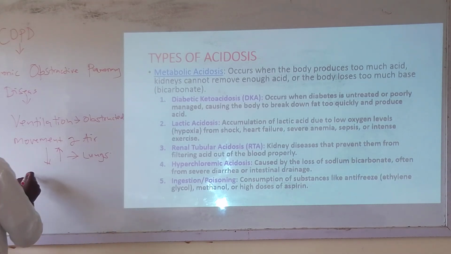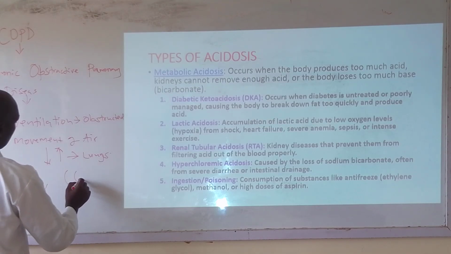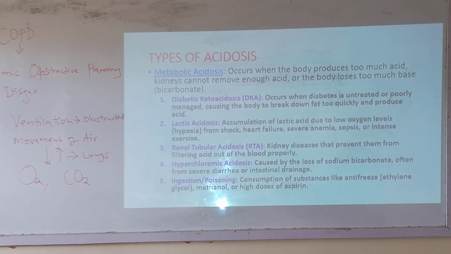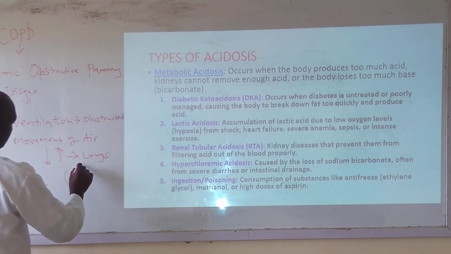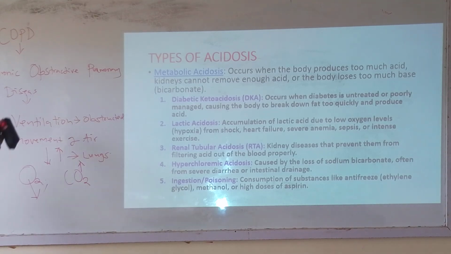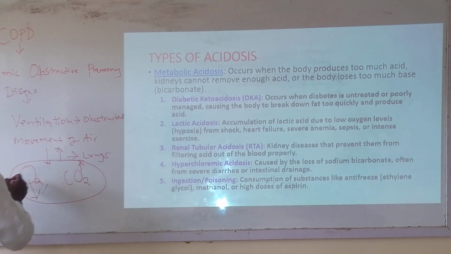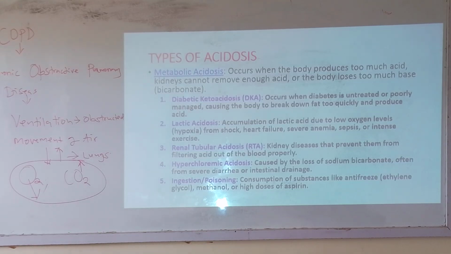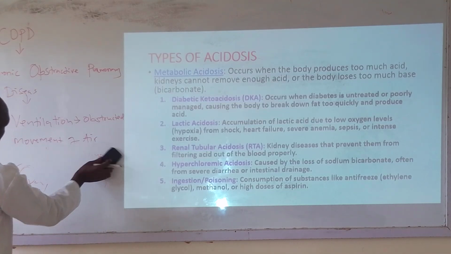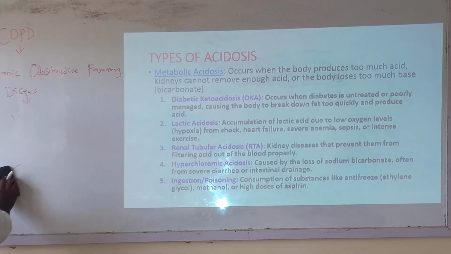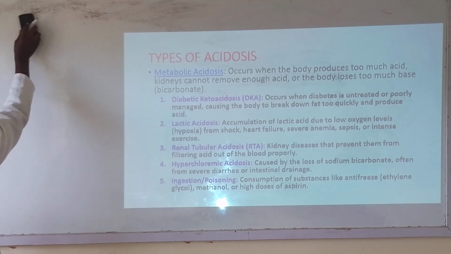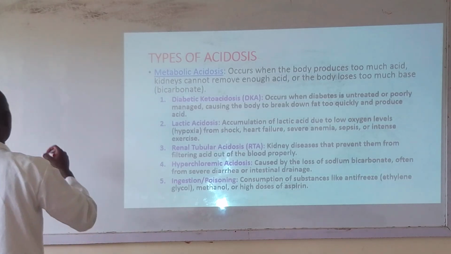And the air here, we are interested in oxygen and CO2. These are the only vital gases that we are interested in when it comes to matters of respiration. So you are supposed to breathe in oxygen and breathe out CO2. So when there is obstruction in your airways, then the whole process of movement of these gases is obstructed. So the body will not get oxygen. That is number one. And then number two, it will be difficult to excrete CO2.